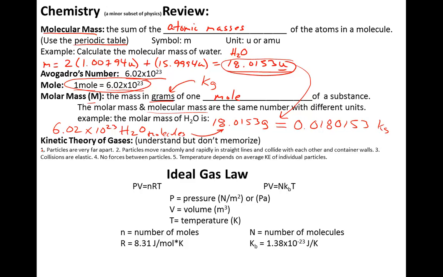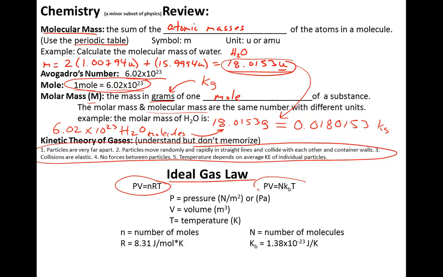Now, the kinetic theory of gases. Please read these 5 important facets of the kinetic theory of gases. Understand them, but don't memorize them. The ideal gas law, there are 2 versions of the equation. They essentially mean the same thing, just depends on which equation is more convenient for us. For the most part, we will almost always use that equation. We'll use this equation when it's more convenient for us, when particles are given to us in the number of molecules. For the most part, we're given our problems as a number of moles.